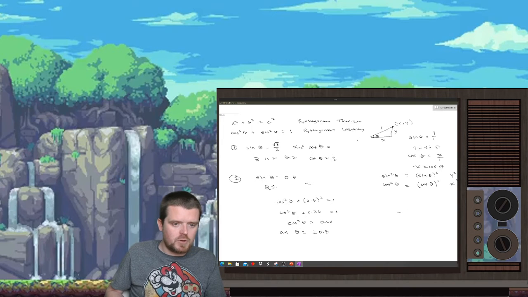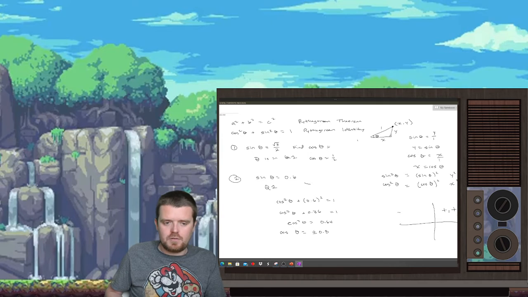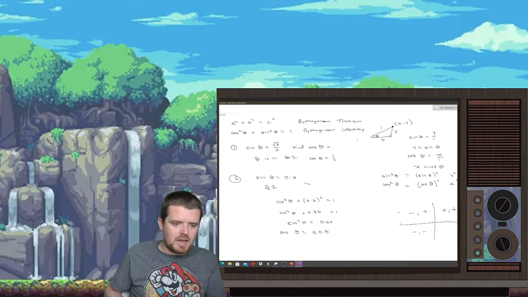Quadrant 1, and you can put this in your notes if you don't have it already, but remember that in quadrant 1, both x and y are positive. In quadrant 2, x is negative, y is positive. In quadrant 3, x and y are both negative. And in quadrant 4, x is positive, y is negative. So if I'm told from my given information that my angle is in quadrant 1, that means my cosine value has to be the positive 0.8.